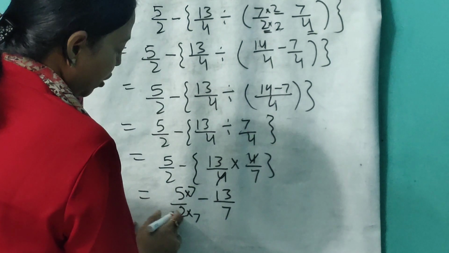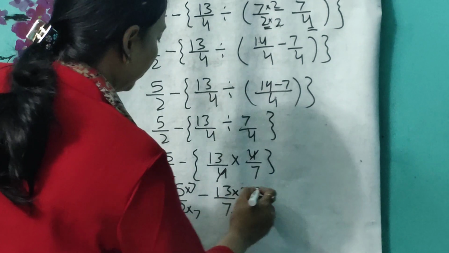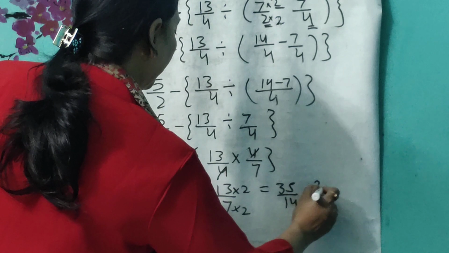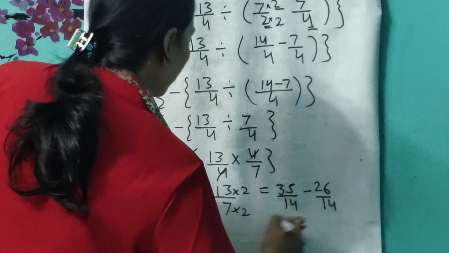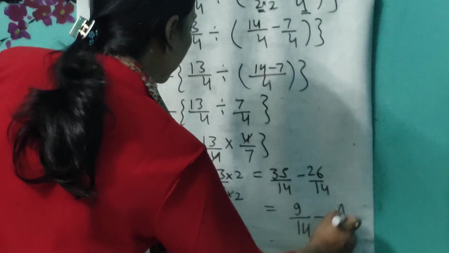So to make it 14, 2 sevens are 14 and here 7 2s are 14. So 35 by 14 minus 26 by 14. So you will get 9 by 14. This is your answer.